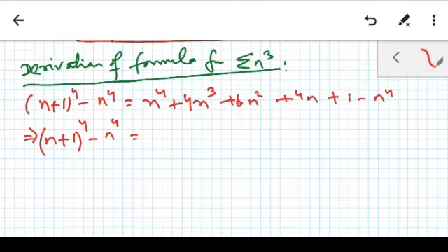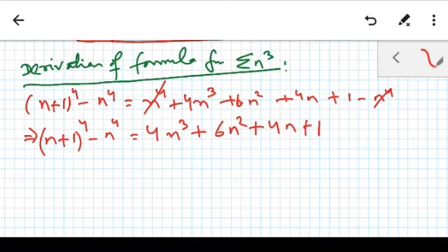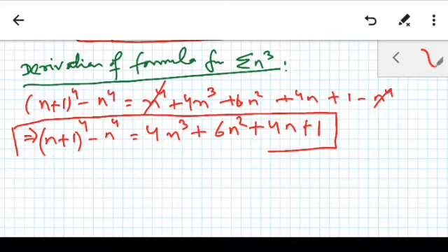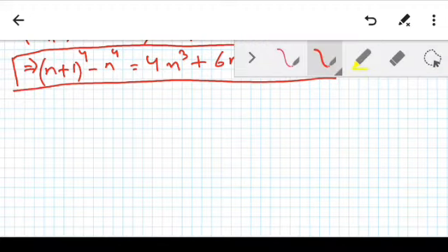So at last I am getting n plus 1 whole to the power 4 minus n to the power 4. If I go on with cancellation, these two will get cancelled. I am having 4n cube plus 6n square plus 4 times n plus 1. Okay. Now this is my reference expression. After that, now we will put n equals to 1. If I put n equals to 1 in this expression, let me see what is happening.